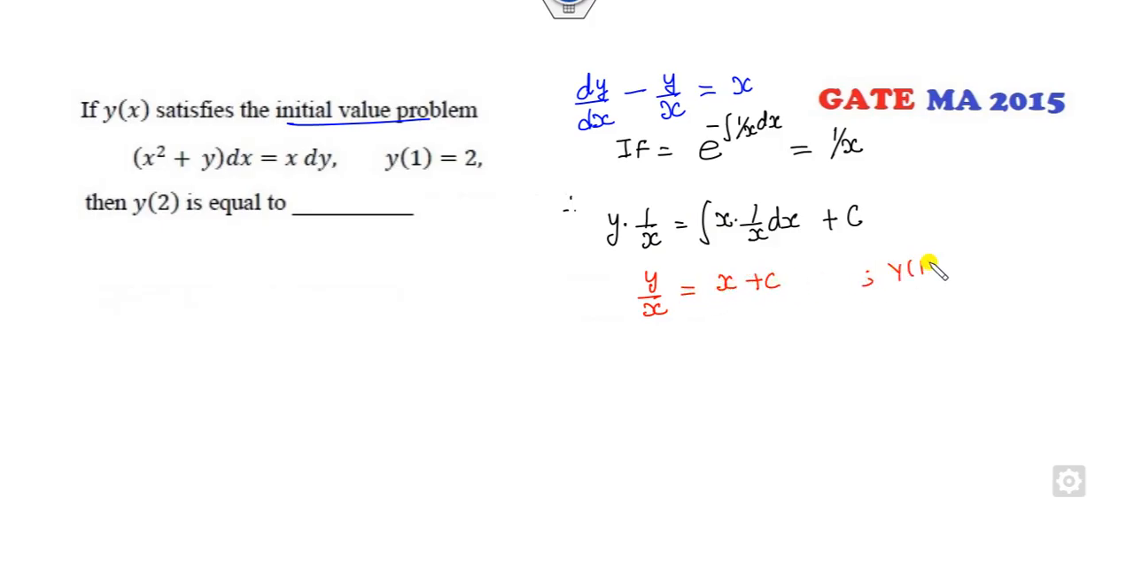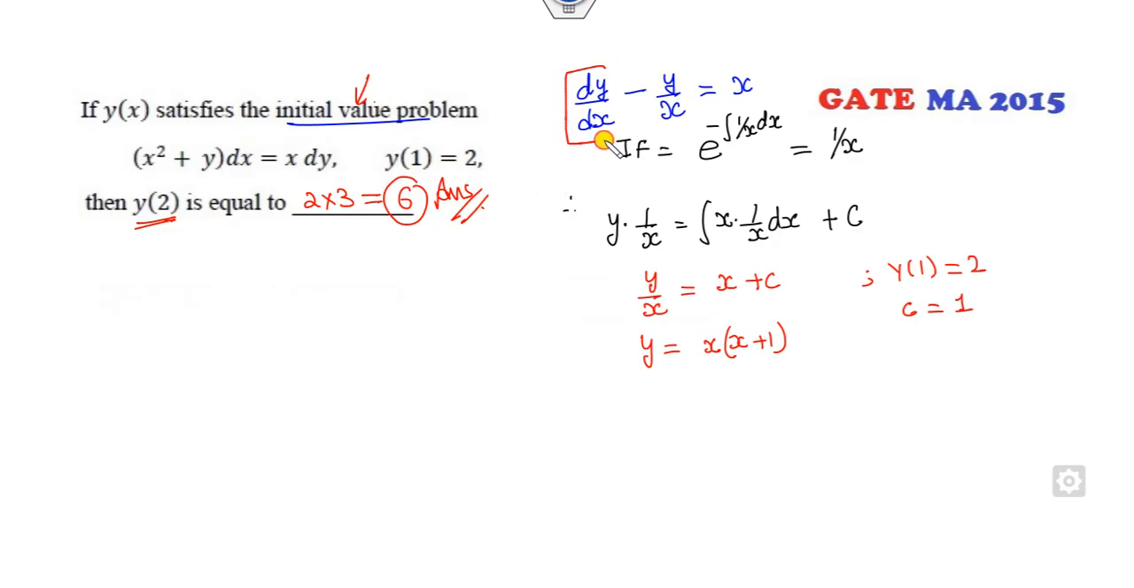Now y of 1 is 2. What is my c? c is 2 over 1 minus 1, so c is 1. So y is (x plus 1) into x. Now your target is to find y of 2, which is 2 into 3. This is 6, the right answer of this problem. Always remember, whenever there is an initial value problem, always write dy by dx firstly.